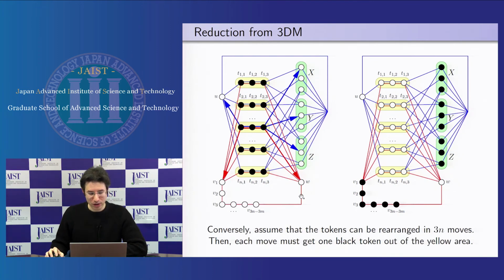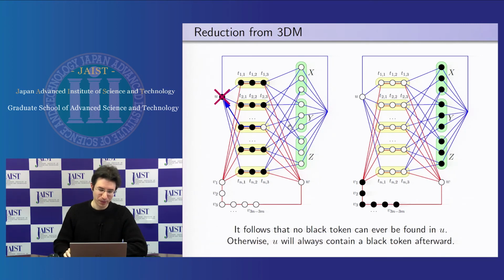And conversely, assume that we can rearrange the tokens in 3n moves. Now, the observation here is that the moves available are 3n, and the black tokens are 3n. So we need at least 1 move to get each black token out of the yellow area. And each move must be spent to get 1 token out. For this reason, it's never a good idea to place a black token in U, because otherwise you will always have a black token, because we always want to get a black token out of the yellow area. So you will always have a black token, and U doesn't have a black token in the final configuration, so that's wrong.